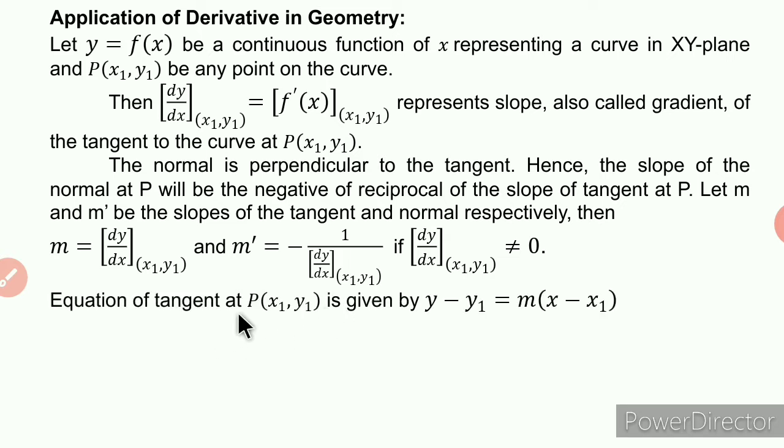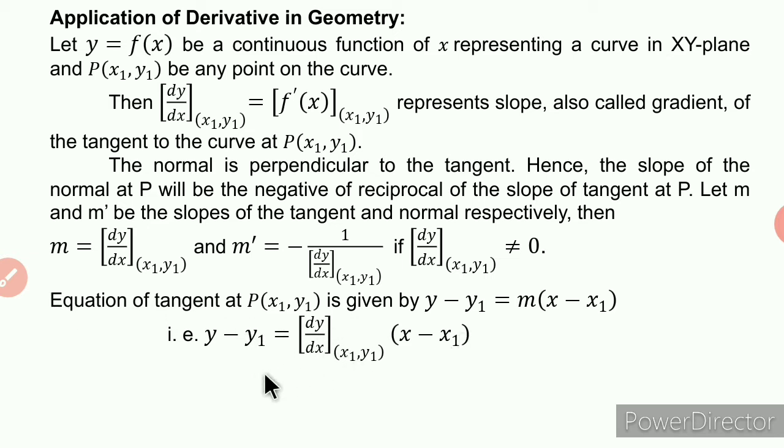And therefore the equation of tangent at point P(x1, y1) by using the slope point form is y minus y1 is equal to m multiplied by x minus x1. Now since m is the value of dy by dx at (x1, y1), if we put that value here we get y minus y1 is equal to dy by dx at (x1, y1) multiplied by x minus x1.